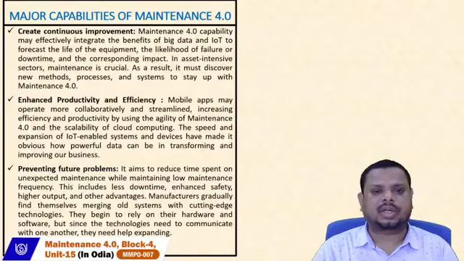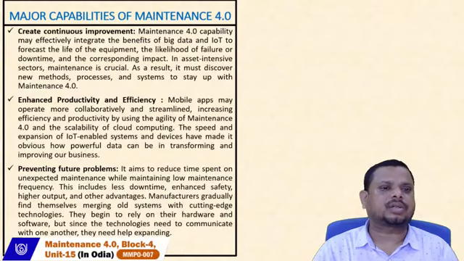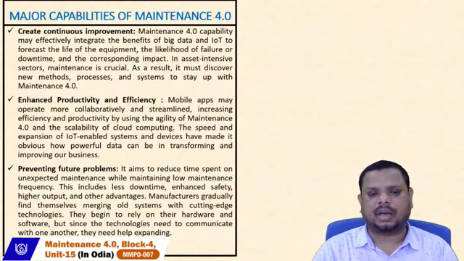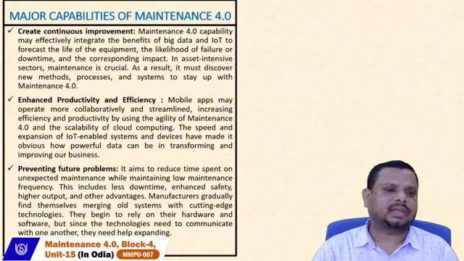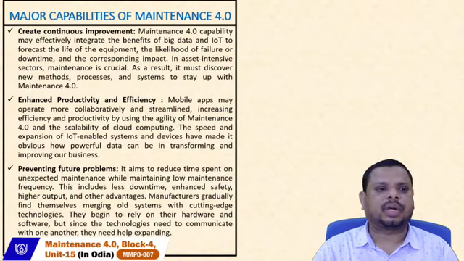Moving to the next one, the next one is create continuous improvement. As far as continuous improvement is concerned, you have to focus on its fundamental concept. That means you have to apply the PDCA cycle. I repeat, P stands for plan, D for do, C for check, and A for act. In these cycles under maintenance 4.0, the capability may effectively integrate the benefit of big data and IoT software for forecasting the life of the equipment as well as the likelihood of failure and downtimes.